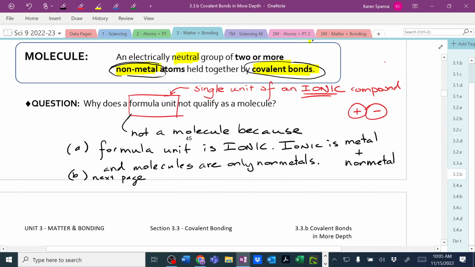So we know that a formula unit contains a metal and molecules are only nonmetals, so a formula unit cannot be a molecule. There's another thing that tells us that a formula unit cannot be a molecule. What else does a molecule have? Yes? Yeah, the molecule is always covalent bonds, and a formula unit is held together by ionic bonds.